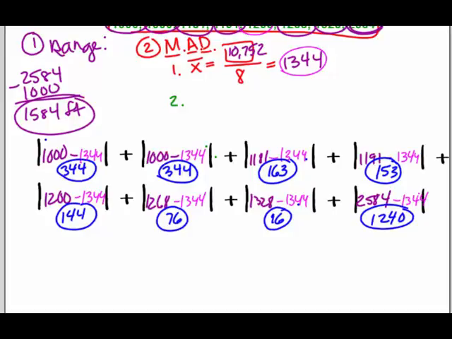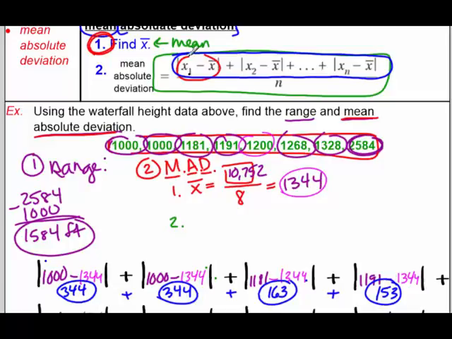Okay, so all I did there was subtract the mean from each number and find the absolute value of them. Now I'm going to add up all of my absolute value numbers here. So 344 plus 344 plus 163 plus 153 plus 144 plus 76 plus 16 and plus 1240, that ends up to be a total of 2,480. Okay, so all we did was that top part.